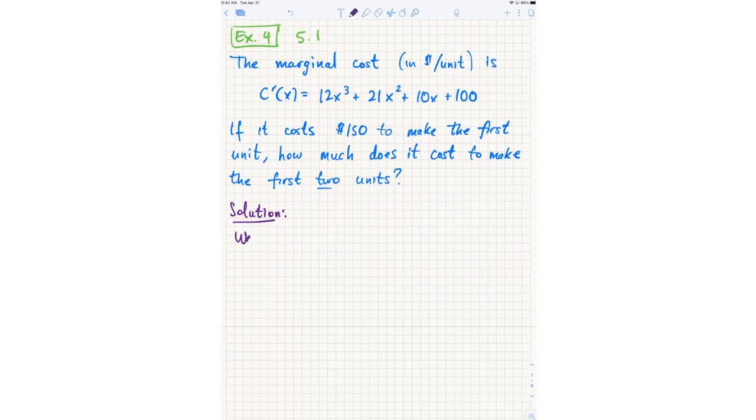So we want to solve. Let's actually phrase this in the proper way. So we have the following.